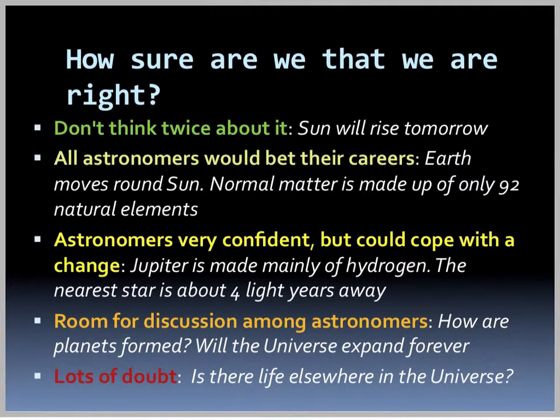There are also things astronomers are confident about, but we could cope with the change. Jupiter is made mostly of hydrogen. The nearest star is about 4 light years away. We're fairly confident of these things, but we could cope with a change. There are some that have a lot of room for discussion among astronomers. How are planets formed? Will the universe continue to expand forever? And things that there are lots of doubt about. We have really no idea. Is there life elsewhere in the universe?